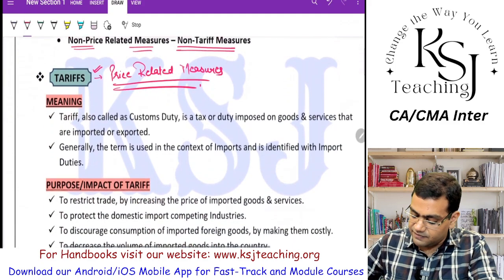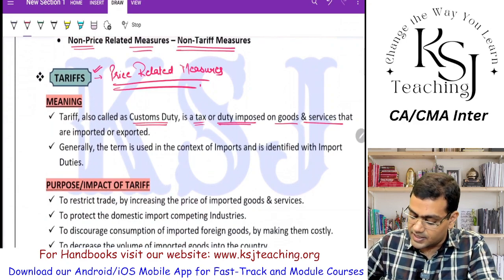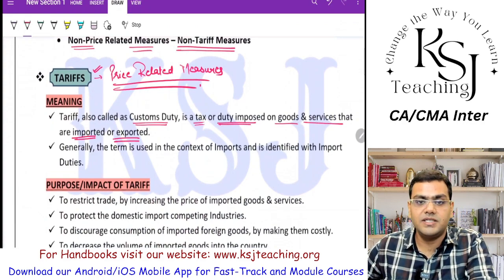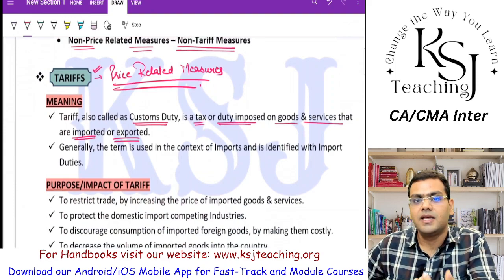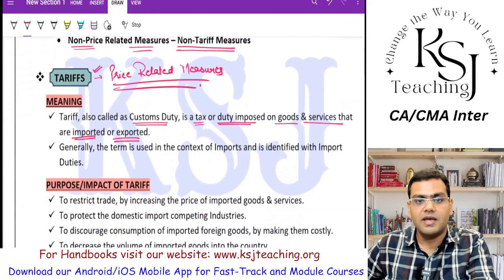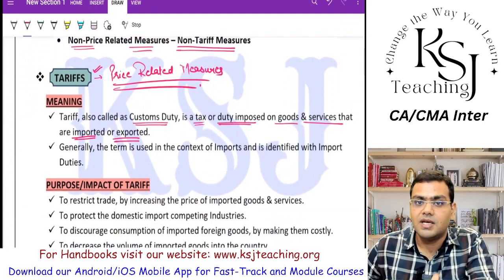So a tariff, also known as customs duty, is a tax or a duty imposed on goods and services that are imported or exported. So the government says that if you want to import or export something, you will have to pay an extra tax, right? Like if you want to do business in the domestic market, then there is GST. In the same way, if you want to import or export goods, you will have to pay the customs duty. Customs duty is what?